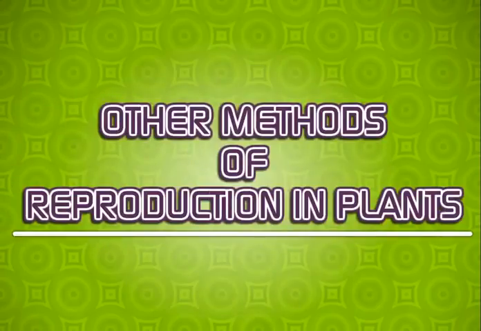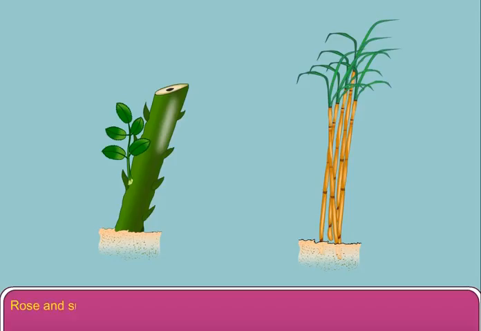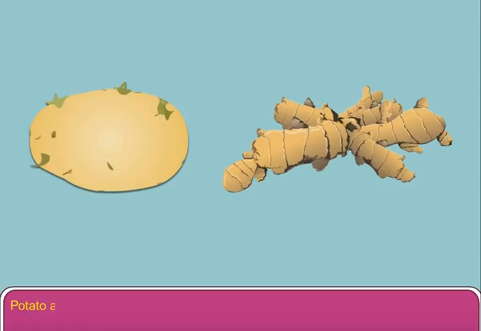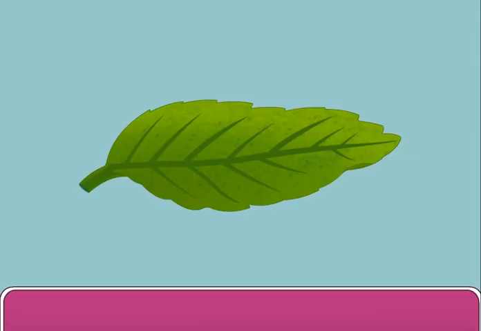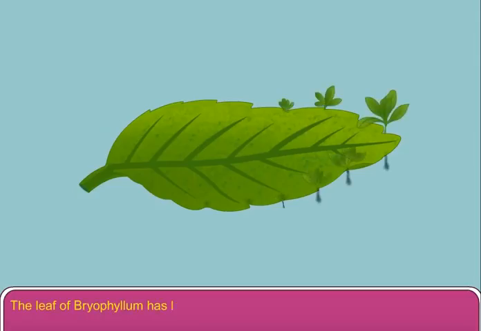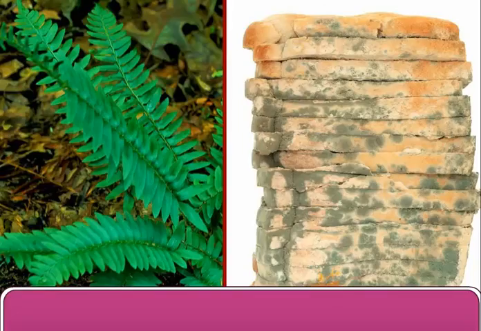Other methods of reproduction in plants. Rose and sugarcane are grown by the stem cutting method. Potato and ginger reproduce from underground stems. Radish, sweet potato and carrot grow from roots. The leaf of bryophyllum has leaf buds at the notches that develop into a new plant.